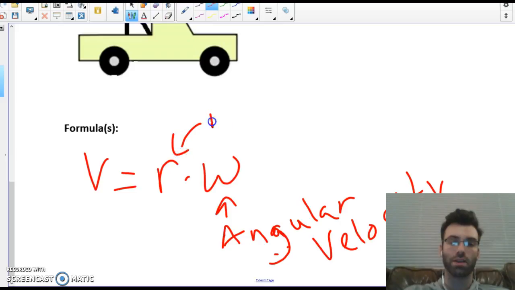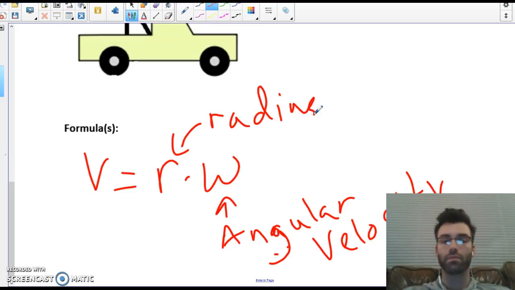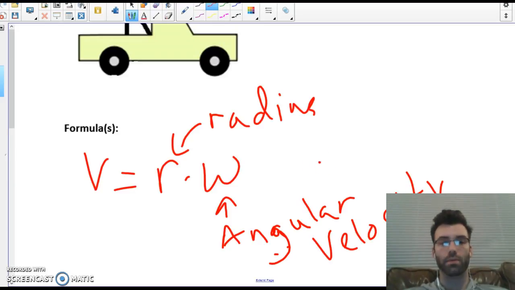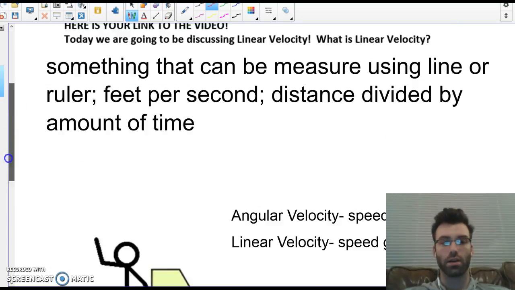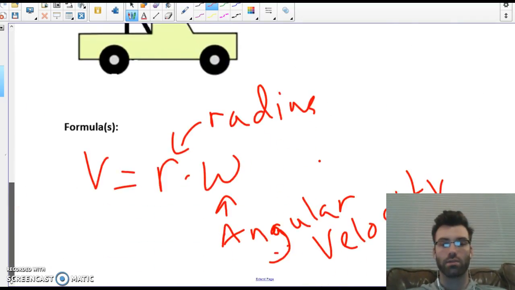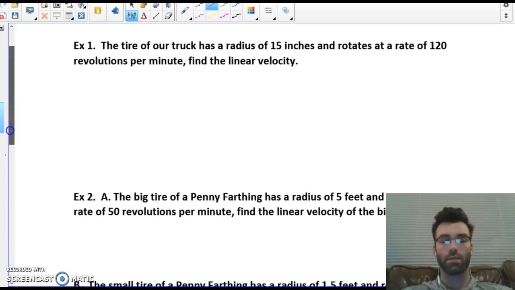Now we have to take into account the radius, or r, which is still your radius. So let's flip to the back. Here we go. Our first example, or we can go back there and check it out if you need that again. V equals R times W, where R is your radius and W is your angular velocity.